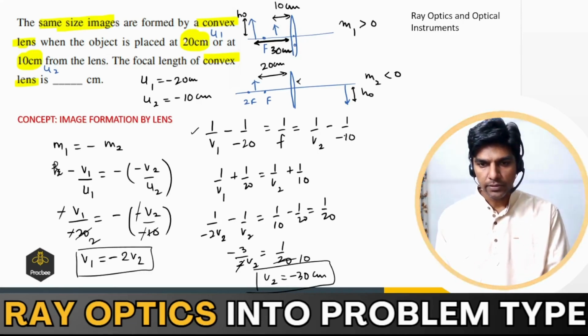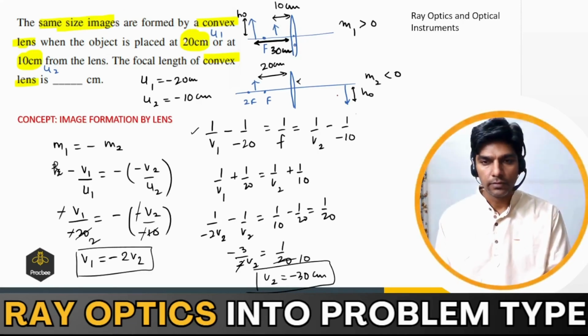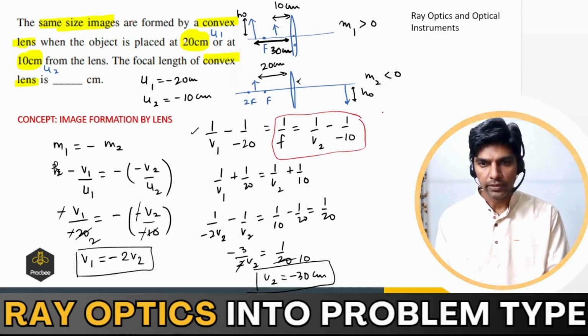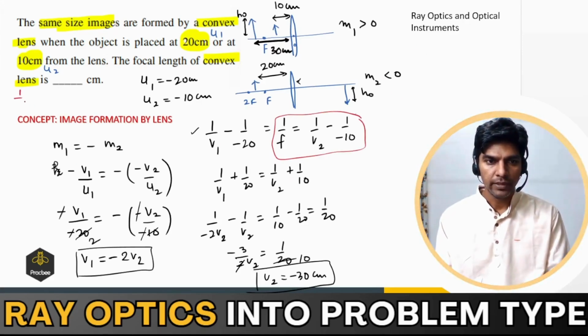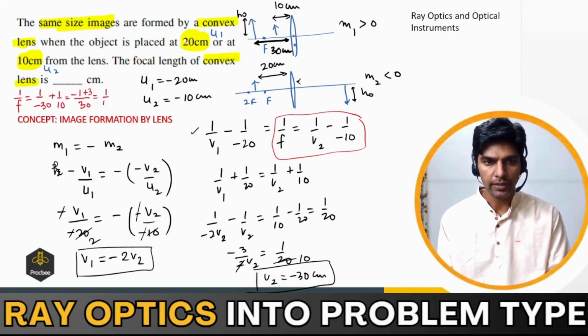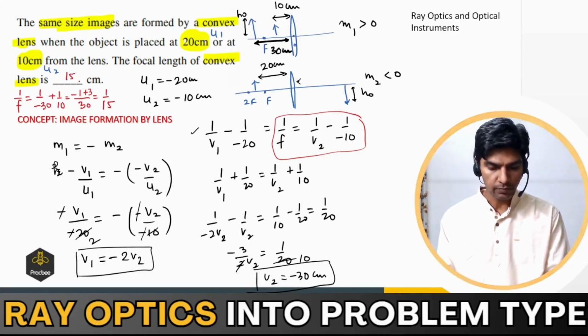Okay, now let us use this equation to find the focal length. So 1 by f will be equal to 1 by minus 30 plus 1 by 10. So 30 will be the LCM. So minus 1 plus 3. So it will give us 1 by 15. So the focal length will be 15 centimeters. So that is the answer to this question.